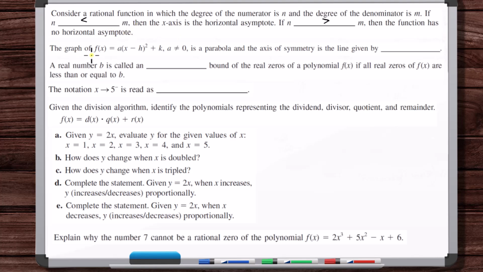The graph of f of x, that's the vertex form of a parabola, is a parabola, and the axis of symmetry is the line given by x is equal to the x-coordinate of the vertex. A real number b is called an upper bound of the real zeros of the polynomial f of x if all the real zeros of f of x are less than or equal to b. It's an upper bound. The notation shown here is read as x approaches 5 from the negative direction, or from the left.